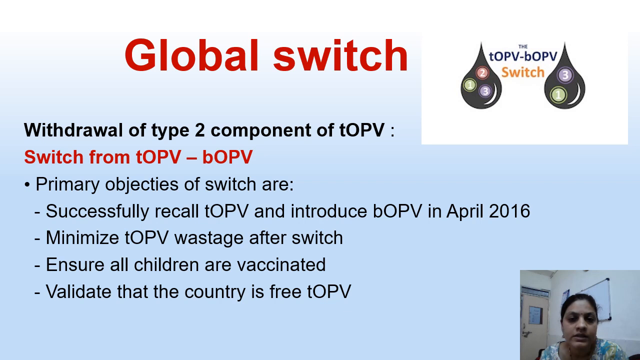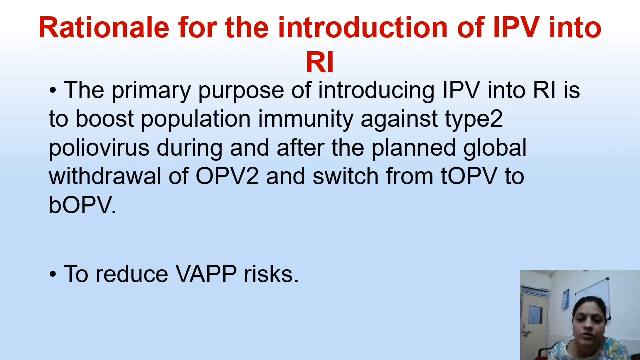So let's see the details of the global switch: withdrawal of the type 2 component of OPV. The primary objectives of the switch are the successful recall of trivalent OPV and introduction of bivalent OPV in 2016. Minimize TOPV wastage, ensure all children are vaccinated, and validate that the country is free from the use of TOPV.